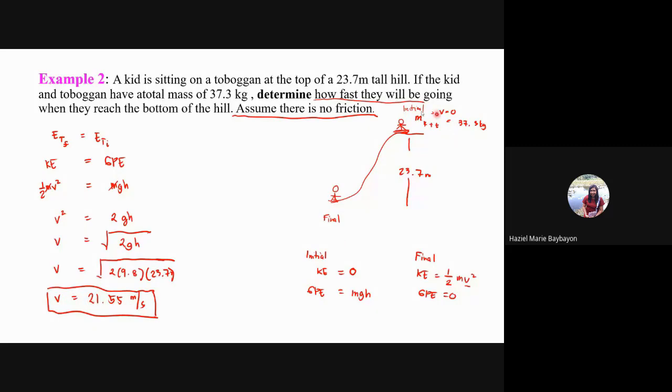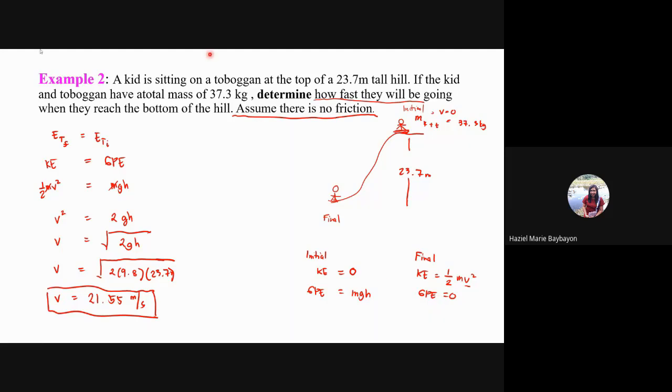So this example illustrates conservation of energy, since there is no frictional force. Assume there is no friction. So energy is conserved in this example. You have kinetic energy equals 0 initially, while GPE is equal to mgh, and then at the final state, you have kinetic energy equals 1/2 mv squared, while GPE is equal to 0.